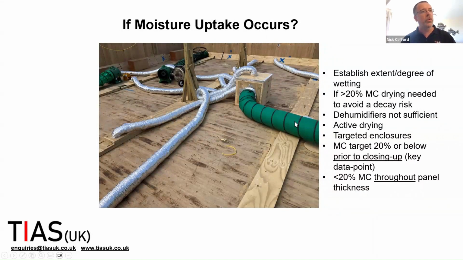This site here got caught out with moisture uptake in panel junctions and at the base of the parapets. So they built these little enclosures, just a couple of battens and a bit of plywood over the top, and then they ducted the warm, dry air in there, and that was very successful in drying out the panel junctions. It still takes some weeks, but that is the sort of thing that you might have to do if you do get caught out by construction phase moisture uptake.